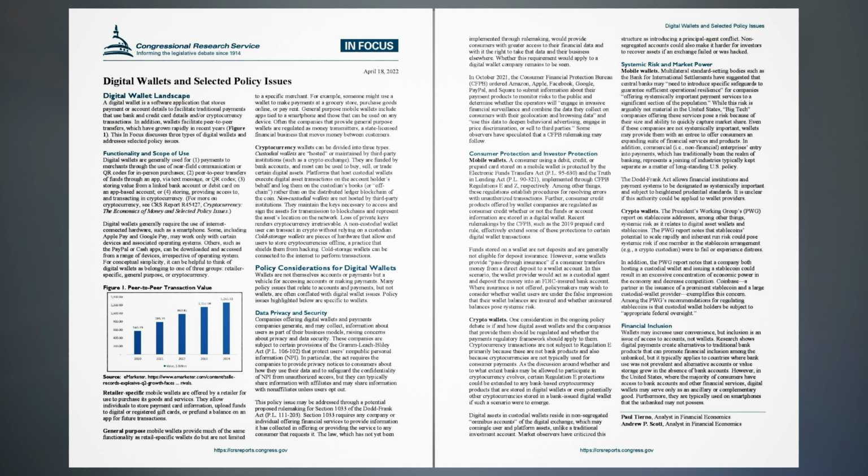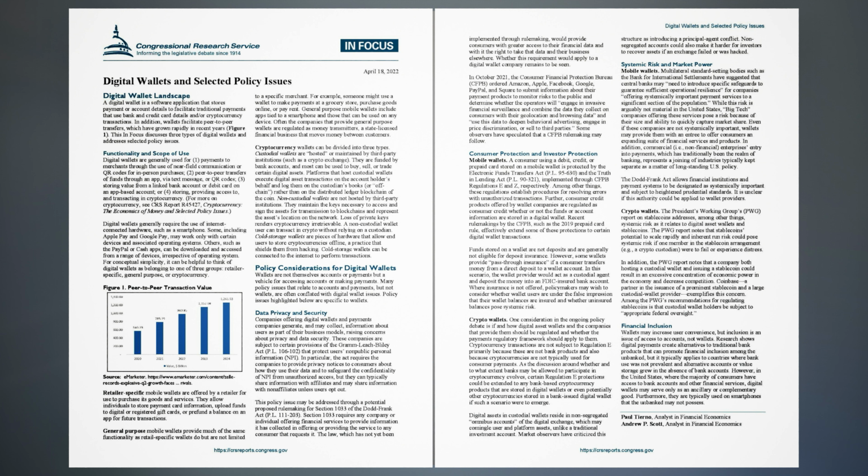Functionality and scope of use. Digital wallets are generally used for: 1. Payments to merchants through the use of near-field communication or QR codes for in-person purchases. 2. Peer-to-peer transfers of funds through an app, via text message, or QR codes. 3. Storing value from a linked bank account or debit card on an app-based account. Or 4. Storing, providing access to, and transacting in cryptocurrency. For more on cryptocurrency, see CRS Report R45427, Cryptocurrency, the Economics of Money and Selected Policy Issues.